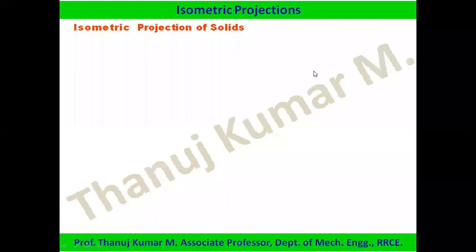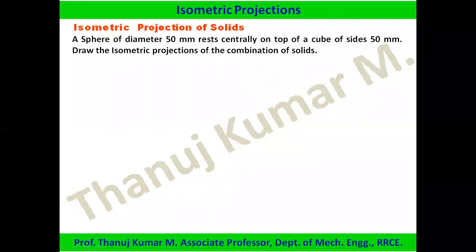So let us start one more problem on the isometric projection of the solids. So this is the problem definition. A sphere of diameter 50 mm rests centrally on top of a cube of sides 50 mm. Draw the isometric projections of the combination of solids.